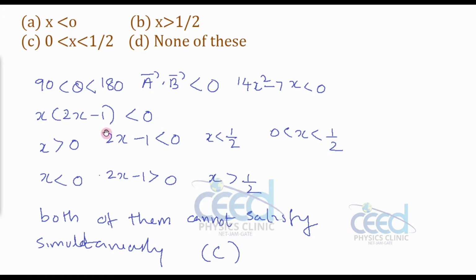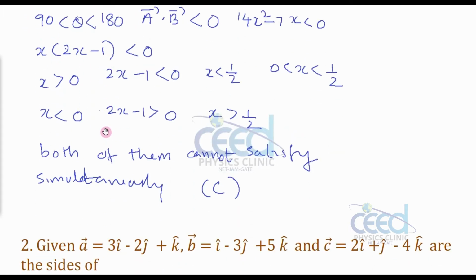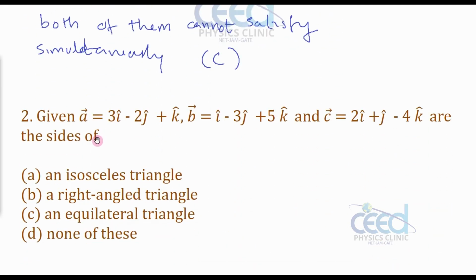So C is the answer. Now we have another question. Given a = 3 i cap - 2 j cap + k cap, b = i cap - 3 j cap + 5 k cap, and c = 2 i cap + j cap - 4 k cap are the sides of a triangle.